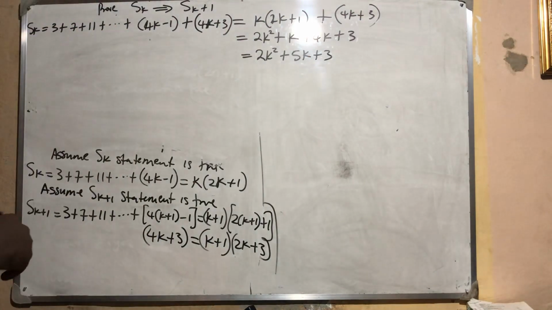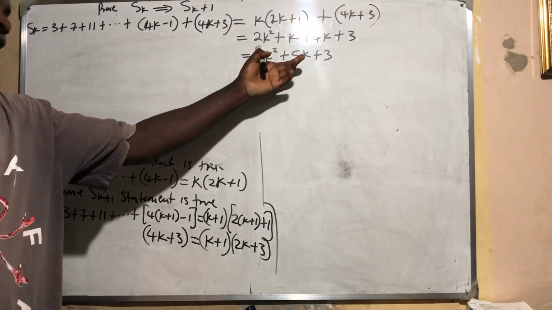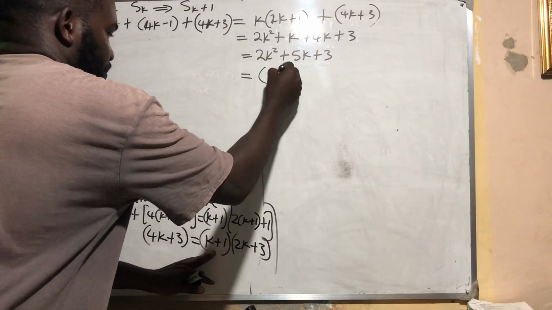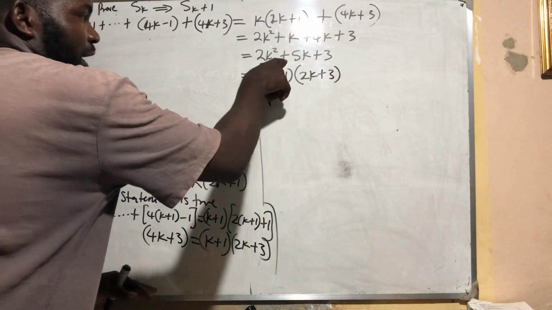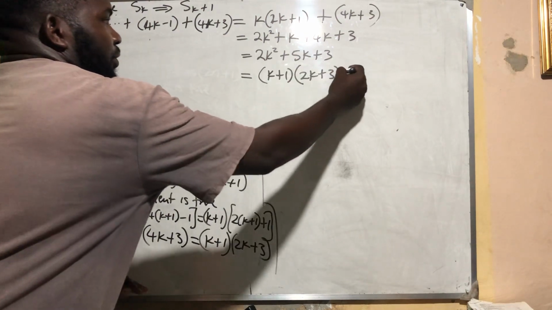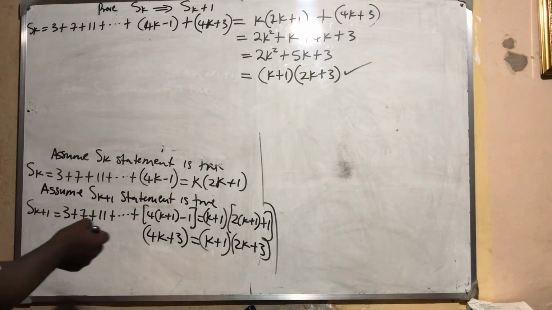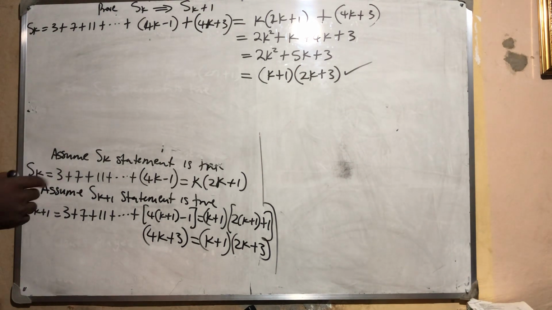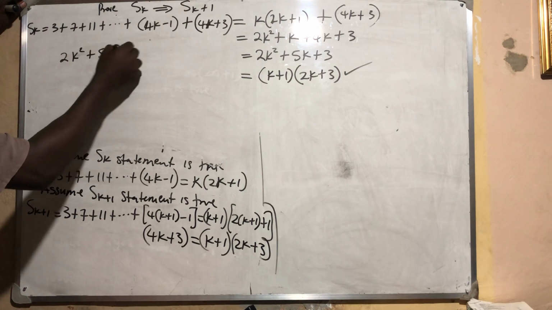Now, this is a quadratic equation that you need to factorize. If you don't know how to factorize, just tell them that if you factorize this thing, you are getting k plus 1 and 2k plus 3. So factorizing this is giving me this. I have gotten exactly this. It is proved. But if you still want to factorize it by yourself, you can do that, or you go and learn factorization from my video on factorization. So I have 2k squared plus 5k plus 3.